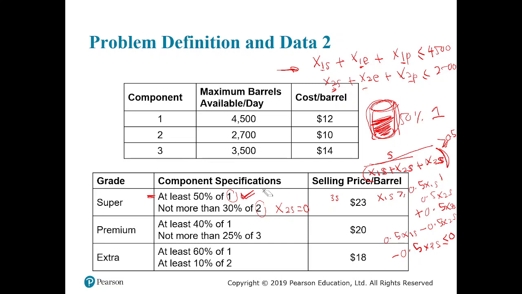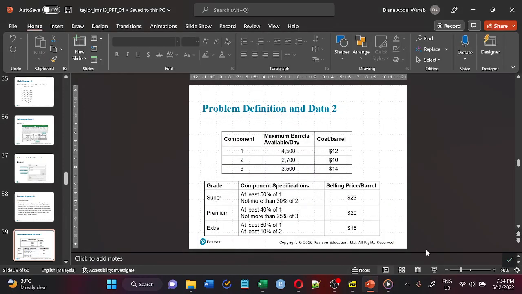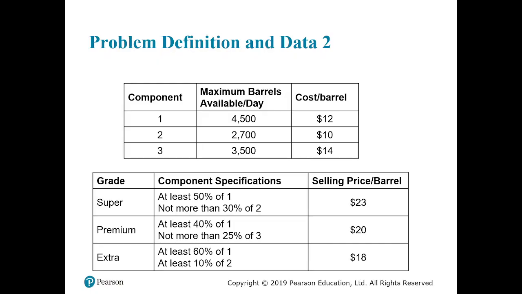Now let me do another example using the second specification, and for this one I need to clear everything. Okay, we are focusing on this one: not more than 30% from component 2. So we are still talking about super. Here, component 2 of super, out of the total mix, which is 1s plus 2s plus 3s, must be less than or equal to 0.3.